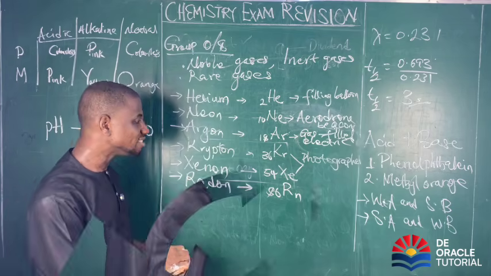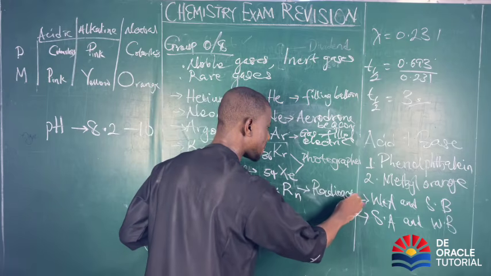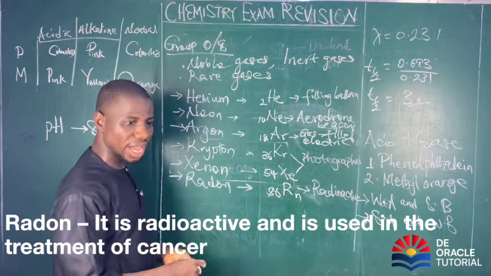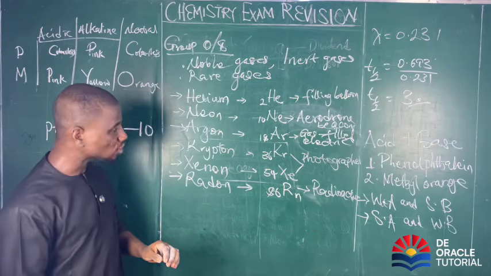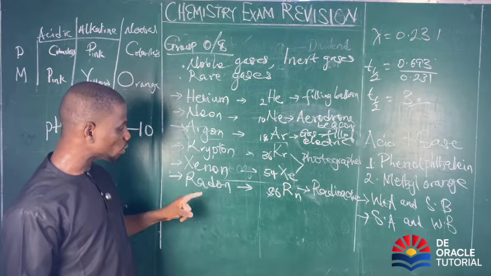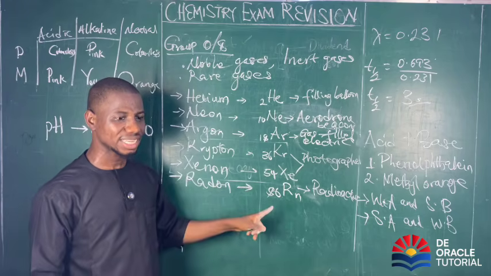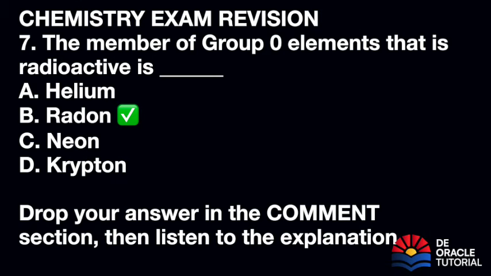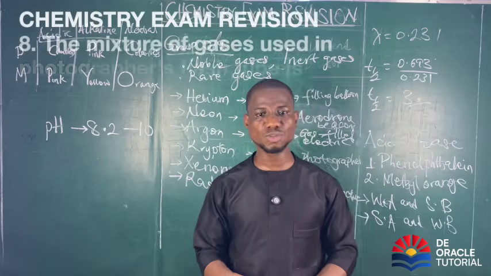Radon. Radon is the radioactive member of the group 0 elements. It is used in the treatment of what? Cancer. If you take a look at that place, remember that it is radioactive. The one that is radioactive is what? Radon, with symbol Rn and atomic number 86. That means the answer to that question is option B, radon. Does that make sense to you? Now let's move to the next question.